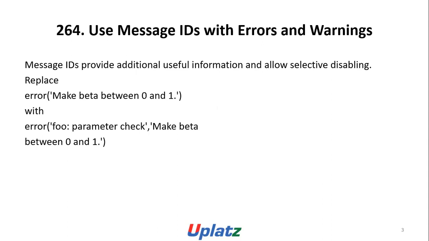Use message IDs with errors and warnings. Message IDs provide additional useful information and allow selective disabling. Replace error, make beta between 0 and 1 with error, 4 parameter check, make beta between 0 and 1.